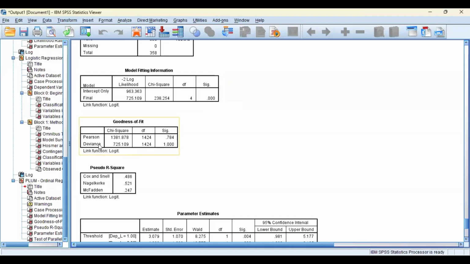Also, you check it specifically for deviance, not for Pearson. Although Pearson also can be similar, deviance is more reliable to be checked for this context. So for this row you can report the chi-square for the deviance row, and the significance that we ideally want not to be significant. If it's not significant, that means that your model fits. The interpretation is pretty much similar to what you had for binary logistic regression.